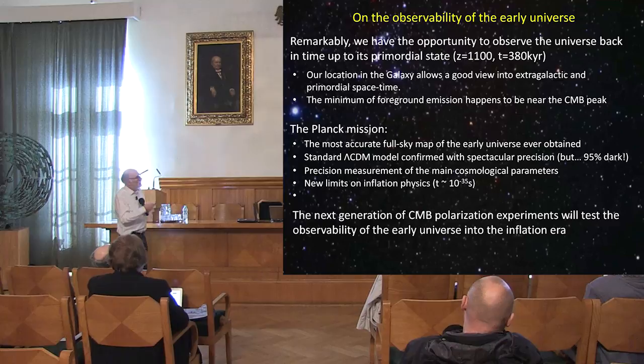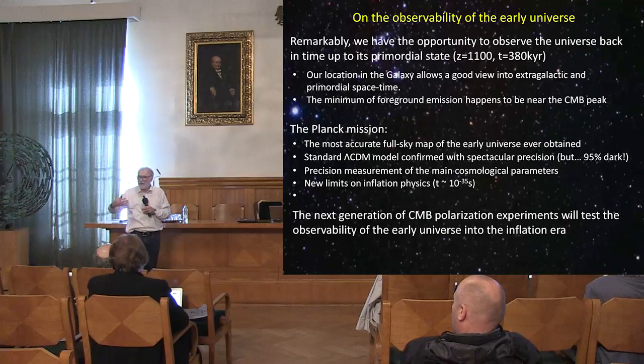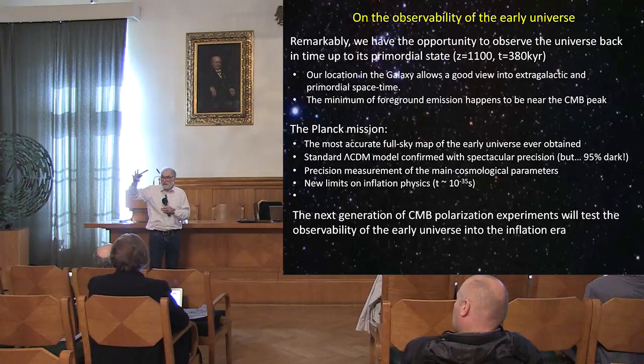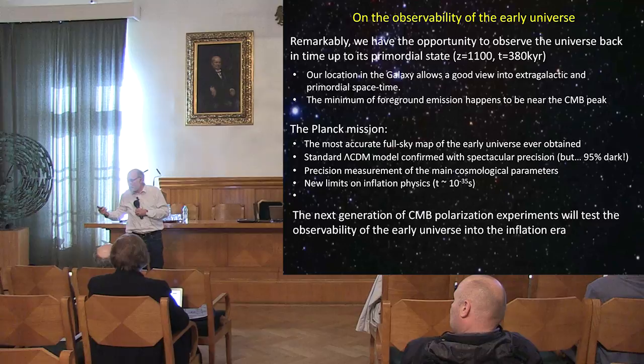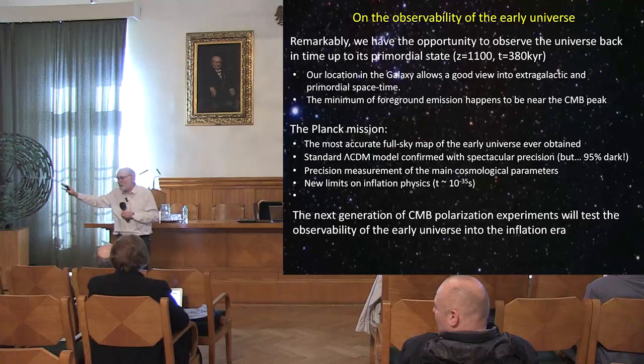Also, I did not emphasize, but if you remember the plot I was showing you, it turns out that nature is kind also in another sense, that the synchrotron radiation and the dust emission have a minimum, by chance, if you like, in a region where the peak of the CMB, which is about 3 Kelvin at this cosmological time, when we exist, is right there. Otherwise, once again, we would be probably blind to the window into the early universe.